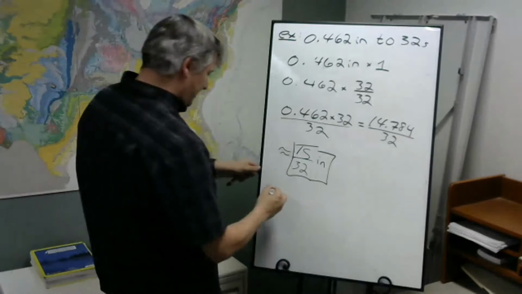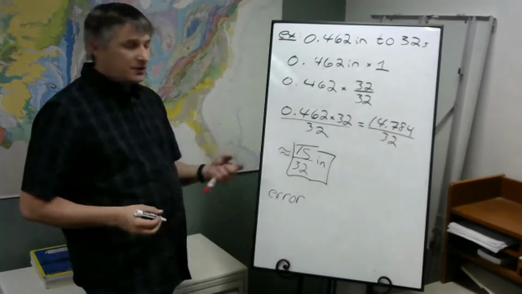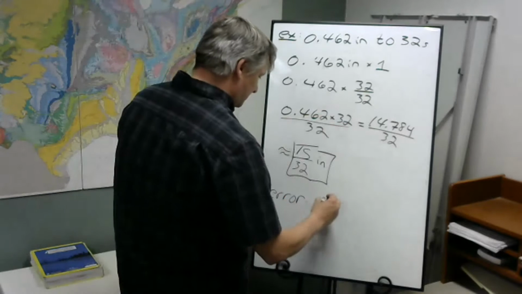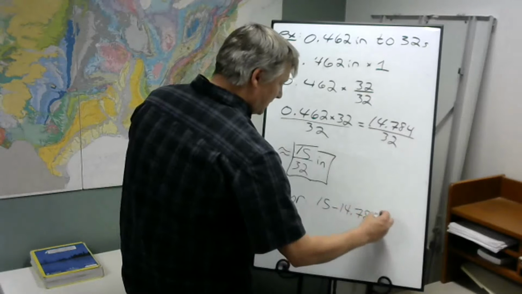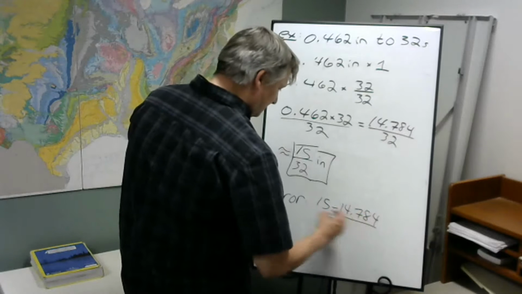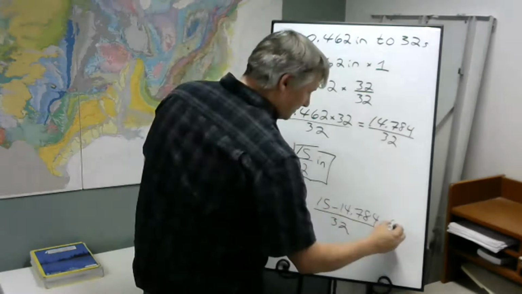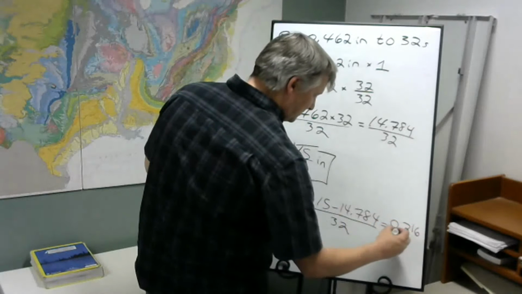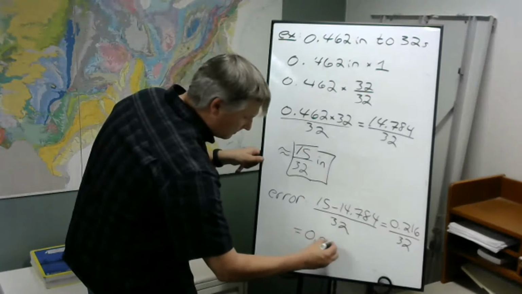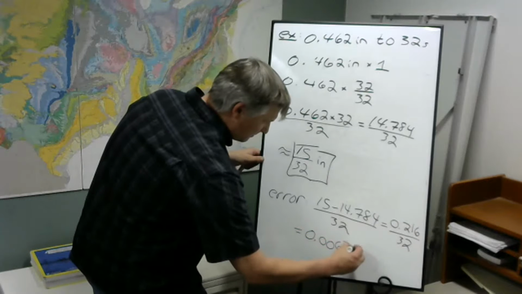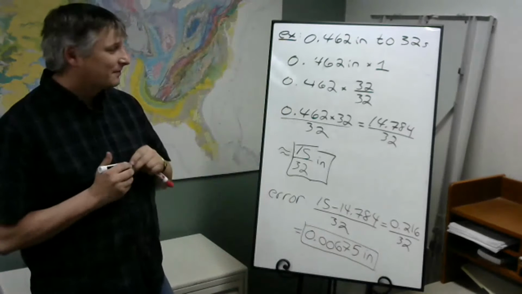So for error, in this case, the rounded version is larger than the non-rounded version. So have 15 minus 14.784. And that will give us 0.216 over 32. And that's going to be our answer.